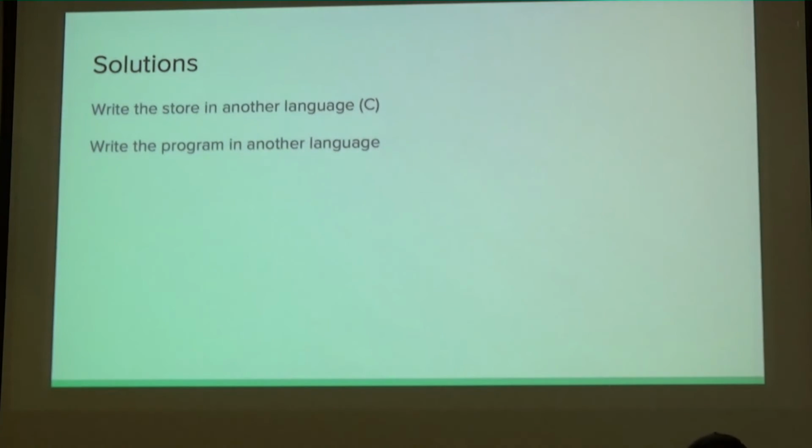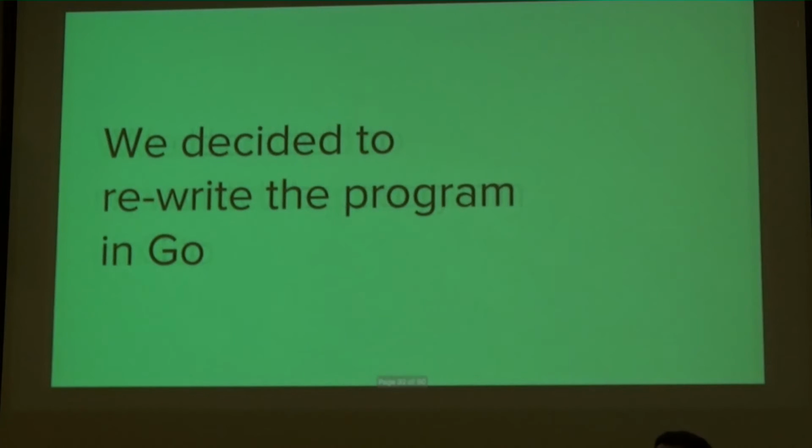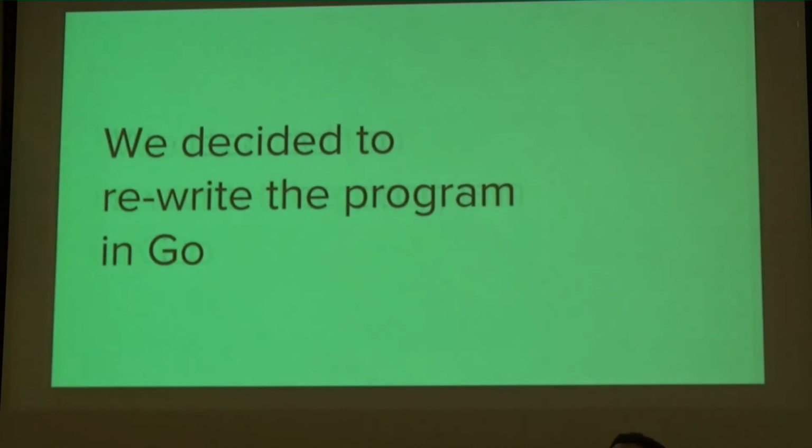So we had a couple of solutions: either rewrite the store in C or rewrite the program in another language, and we ended up rewriting it in Go, which is a little bit sad, but it did solve our problem. So I thought it'd be interesting just to compare some of the design decisions in Go's garbage collector with what's done in Haskell, GHC.